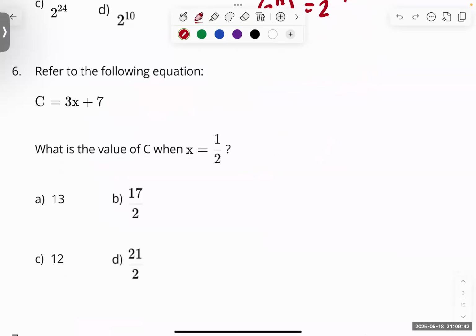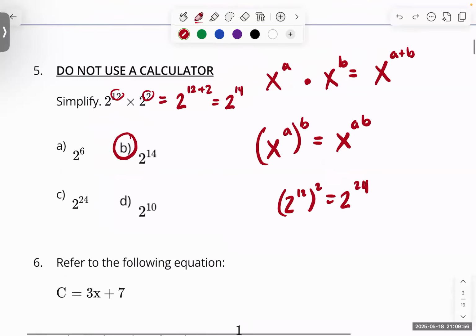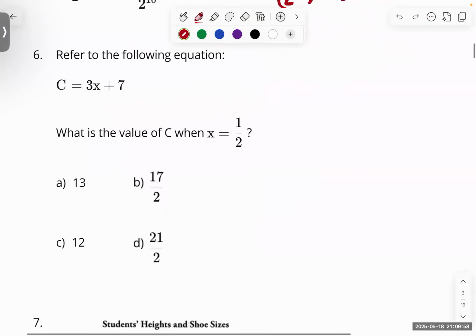Okay. Refer to the following equation. C equals 3x plus 7. What is the value of C when x is half? Okay, so again, beyond number 5, you are free to use a calculator. And I highly recommend that you use your calculator for every question you possibly can, as it'll help you with timing, because right now we are 10 minutes in.